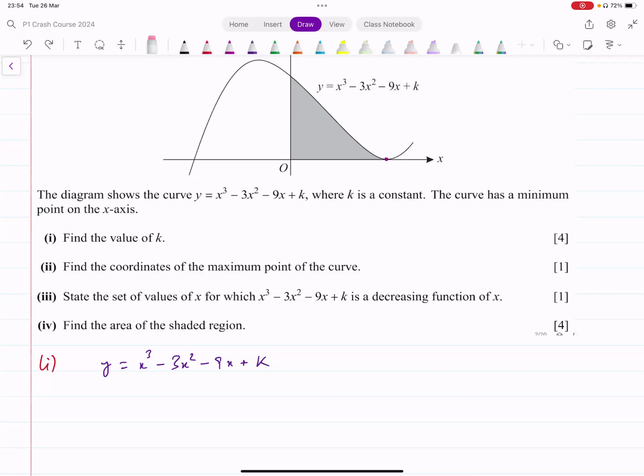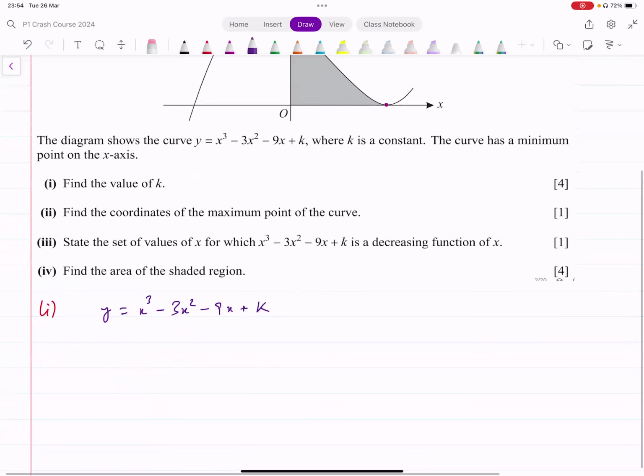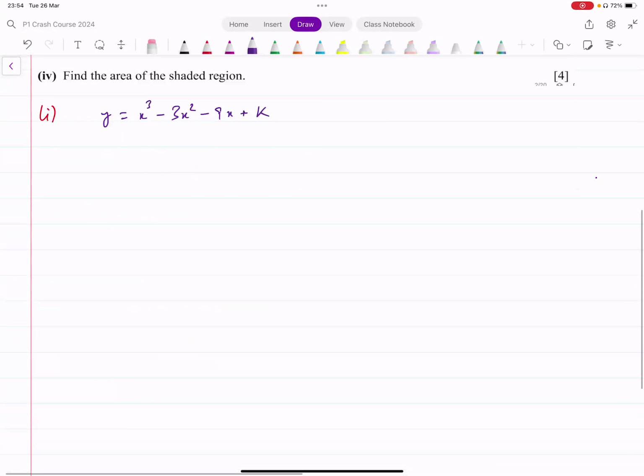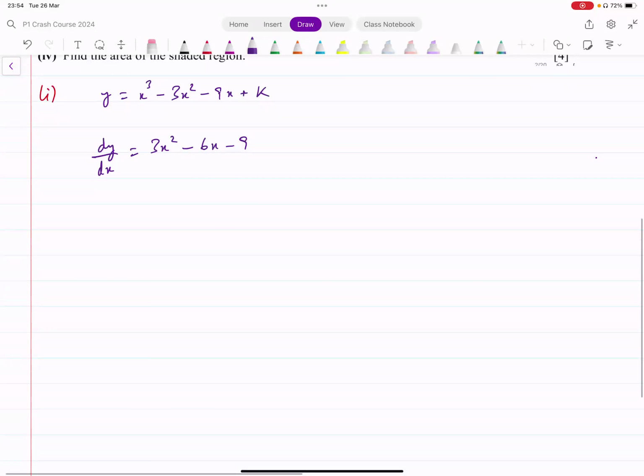So this is the minimum point. We know the y coordinate of the minimum point already. The y coordinate of the minimum point is 0. How do you find the x coordinate? You can just find the derivative, dy over dx. That will eliminate k from this equation. So that gives you 3x squared minus 6x minus 9. That's what the derivative becomes.